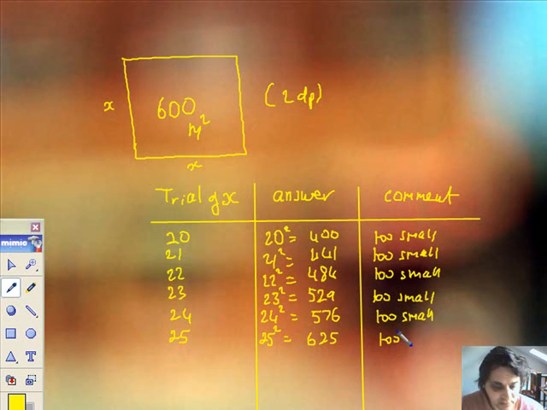Right, too low, too high. So we should call these smalls really sort of low. Too low and too high. Is that alright? Too small, too big. That's good enough. Right, so where should we go? Well, it's going to be between 24 and 25, the length of the field here. So let's start with 24.5 first and see what that takes us. 24.5 squared.